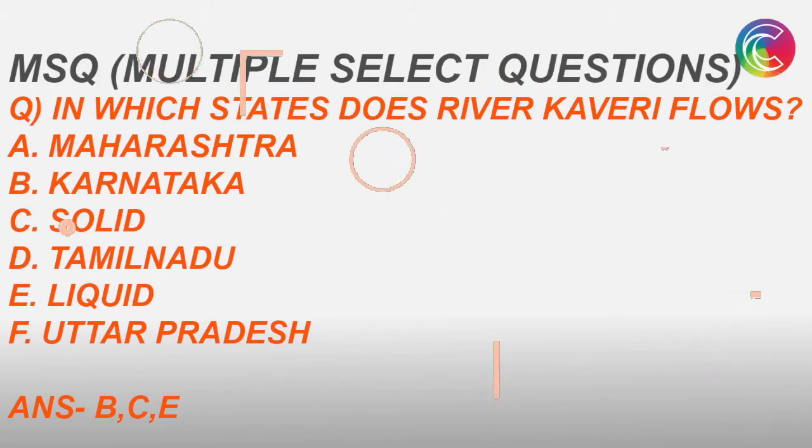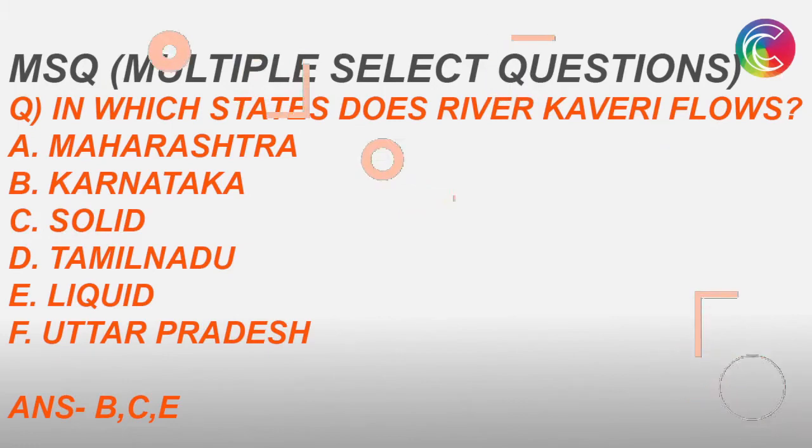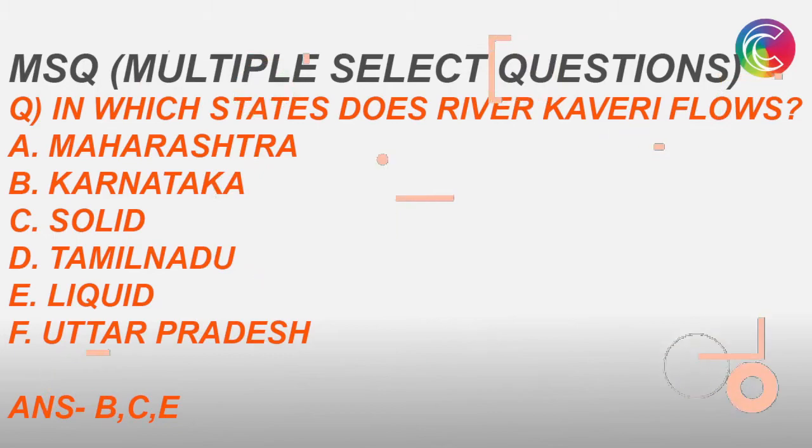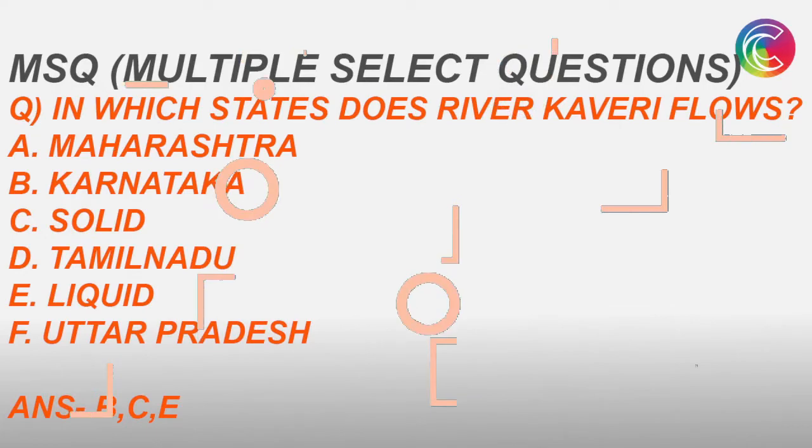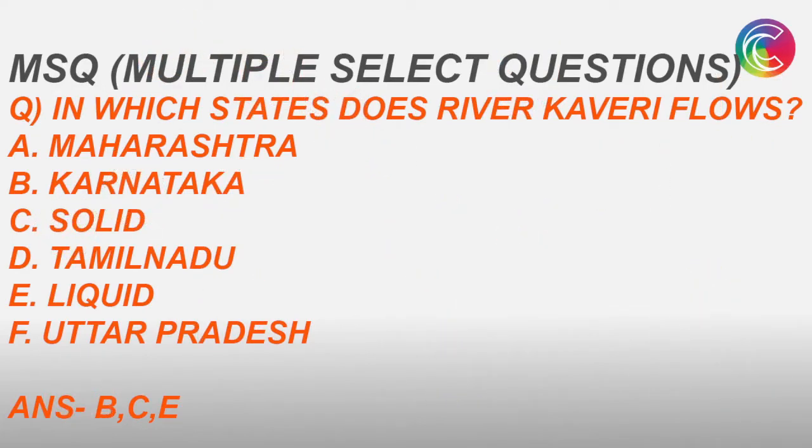If states suddenly come to your mind, okay, this river flows in Karnataka and this river flows in Tamil Nadu, but they have also given another kind of option, the 3 states of matter. So it flows in a liquid state, right? So even liquid becomes a right answer. So the answer can be B, C, E, that is, it flows in Karnataka, it flows in Tamil Nadu, and it flows in the liquid state. So you have to do this type of reasoning for this exam, okay.